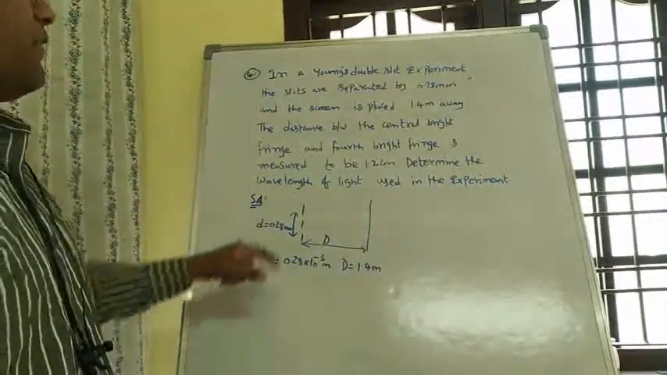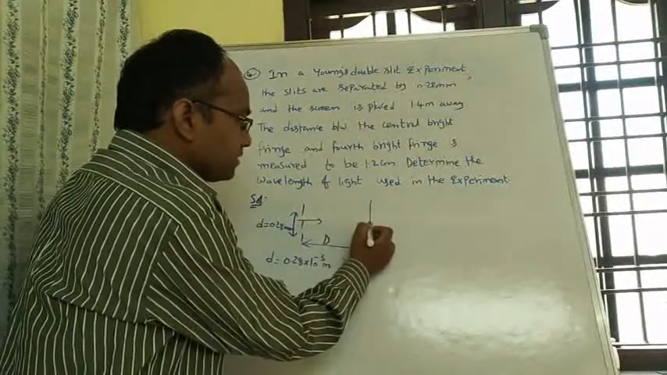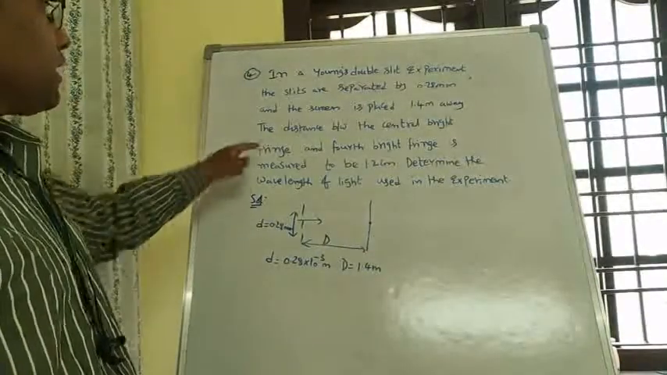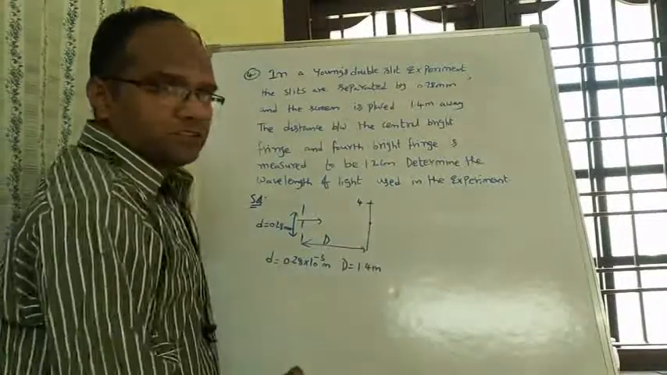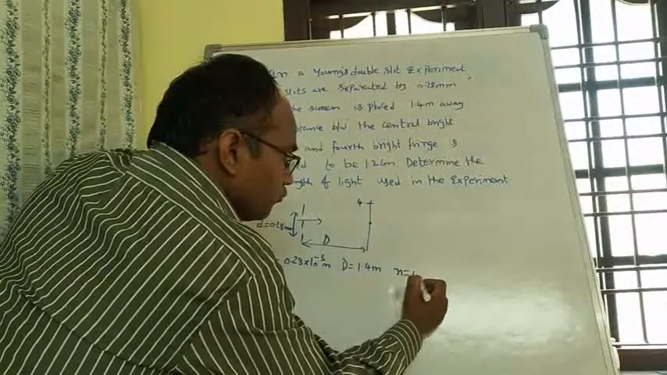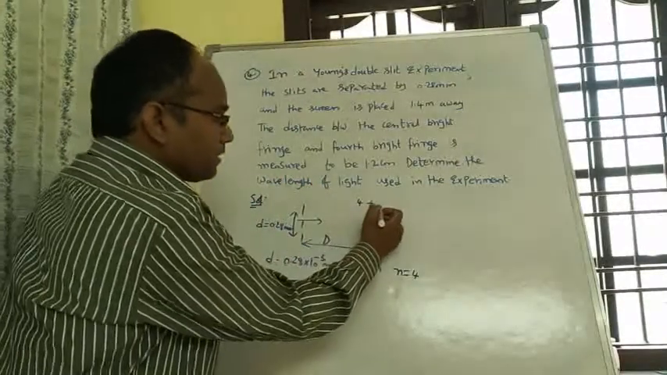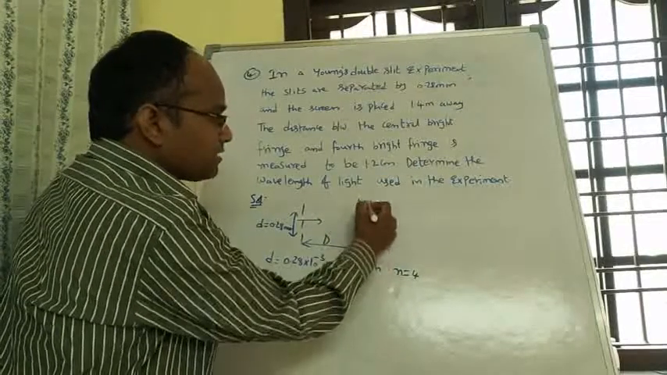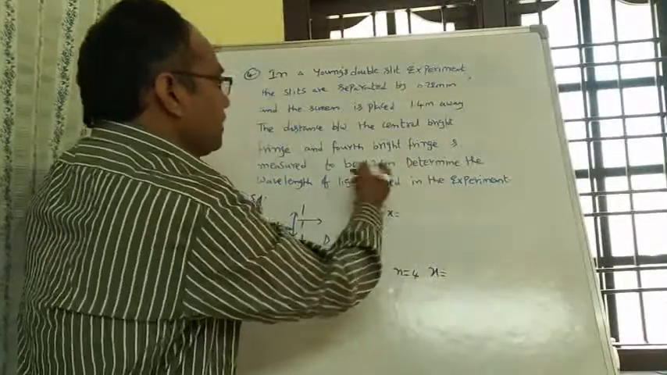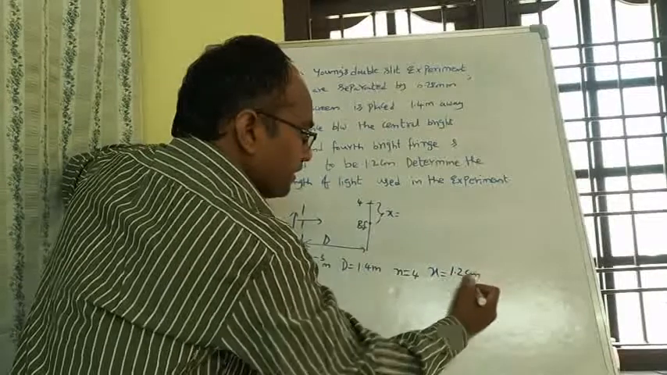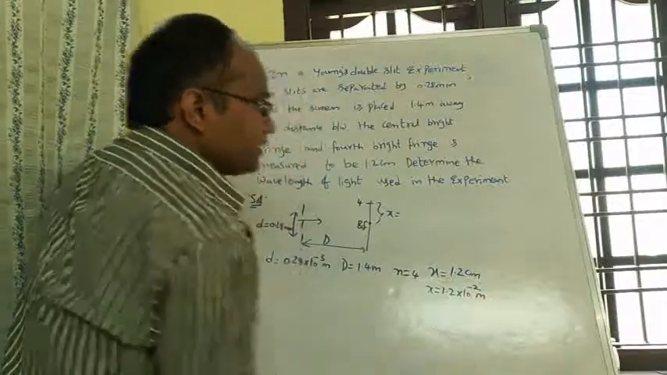The distance between the central bright fringe, so this is the central bright fringe, and the fourth bright fringe, this is the fourth bright fringe. So the meaning is n is equal to 4. It is measured from here to here, from the central bright fringe to the fourth fringe, and it is nothing but x. So x is equal to, what is the value they have given? 1.2 centimeter. So x is equal to 1.2 into 10 to the power of minus 2 meter.